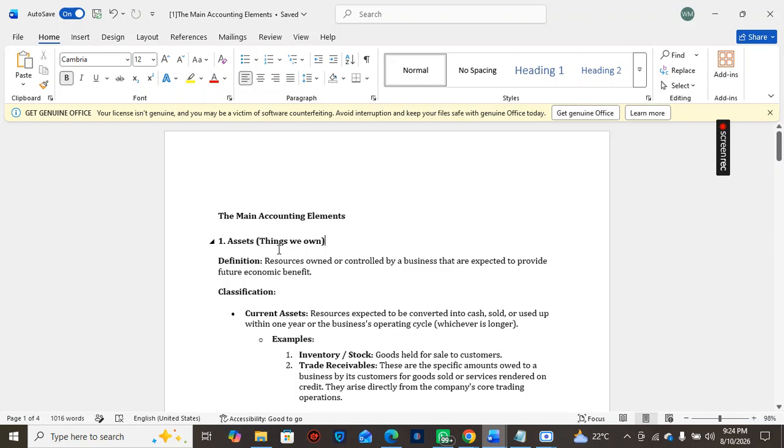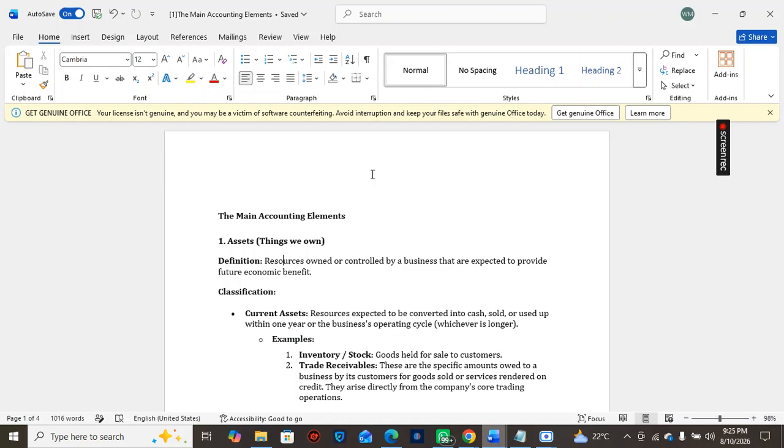Assets are broken down into two types. You've got current assets and non-current assets. What differentiates them is the time period they can be owned for. Current assets can be owned and used up within a year. The non-current assets, you can own them for more than a year.